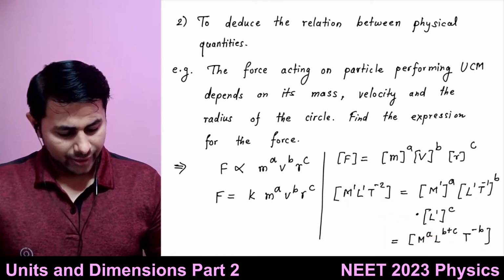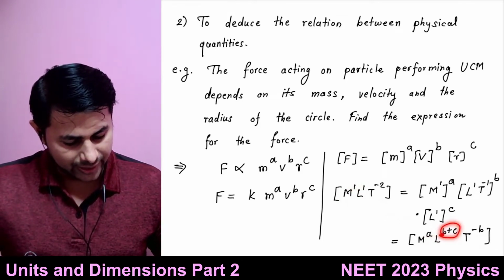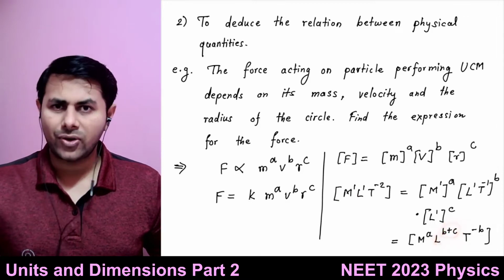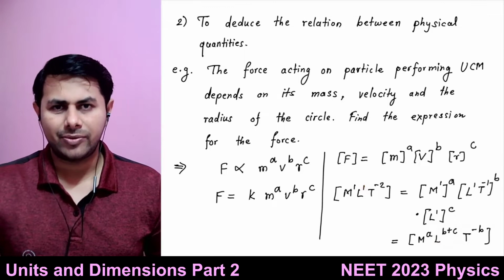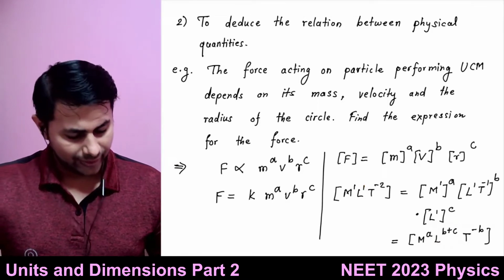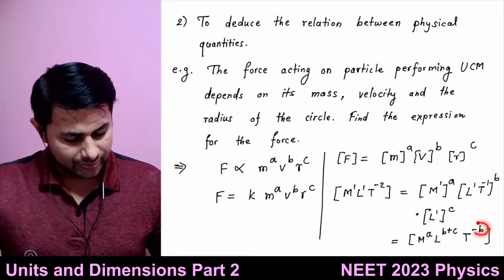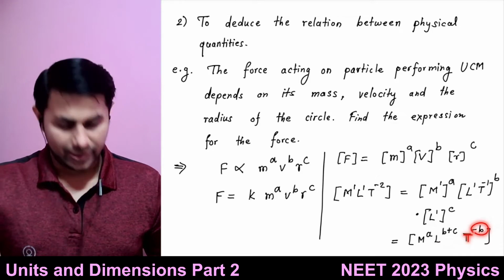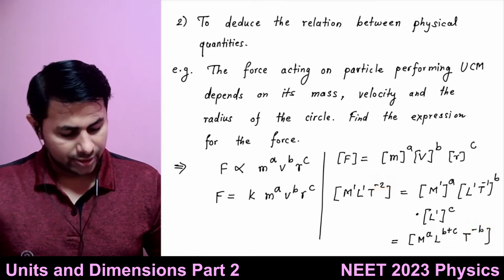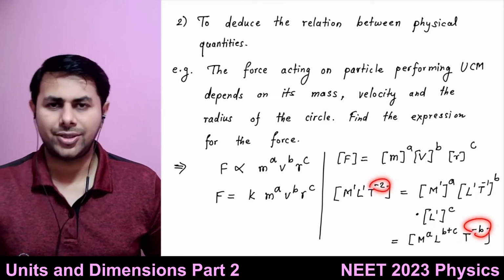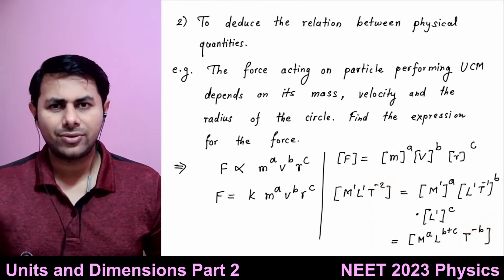Okay, then we have b plus c as power of l on right hand side, and on left hand side we have 1. That means b plus c must be equal to 1. Okay, and we have minus b as power of t on RHS, and on LHS we have minus 2. So minus b is equal to minus 2. That means b equals 2.